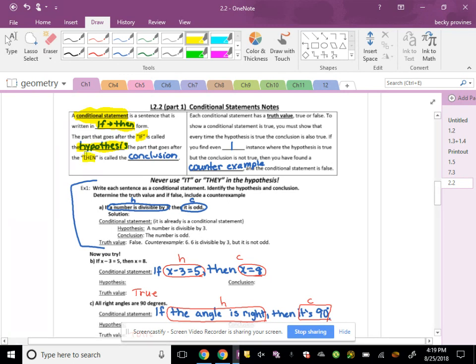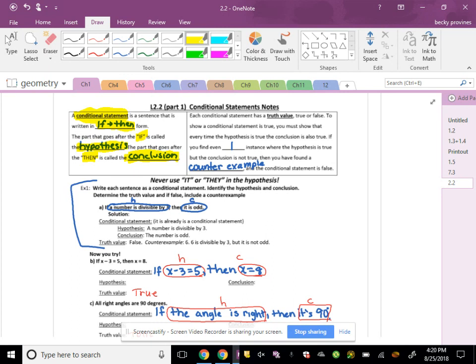The second part is the then, and that is your conclusion. So my conclusion was, then you can play on your cell phone. For just the conclusion, you take the then off, and it would just be, you can play on your cell phone.